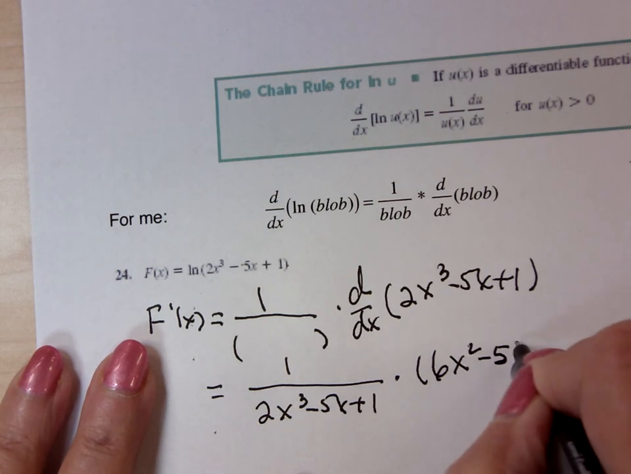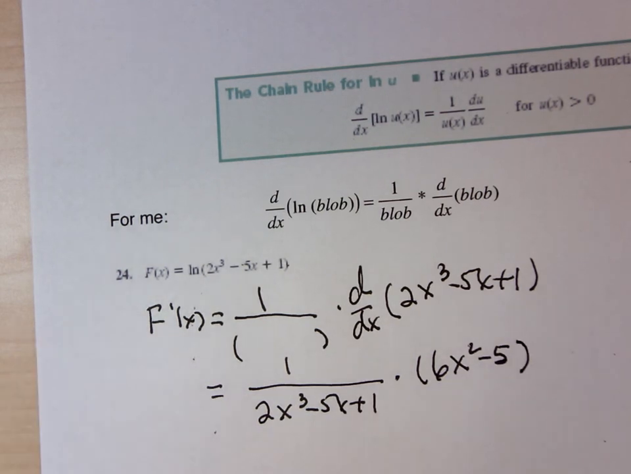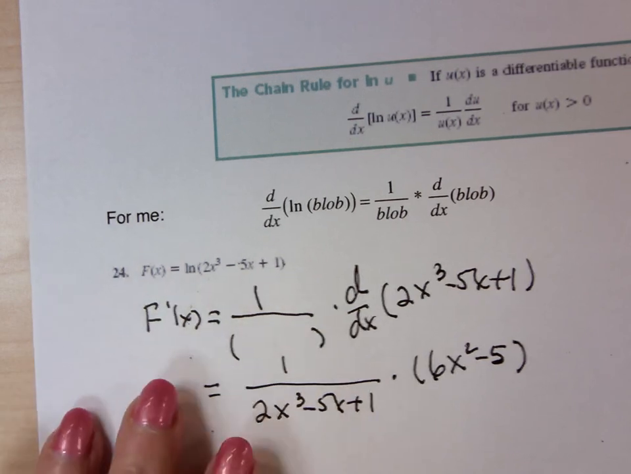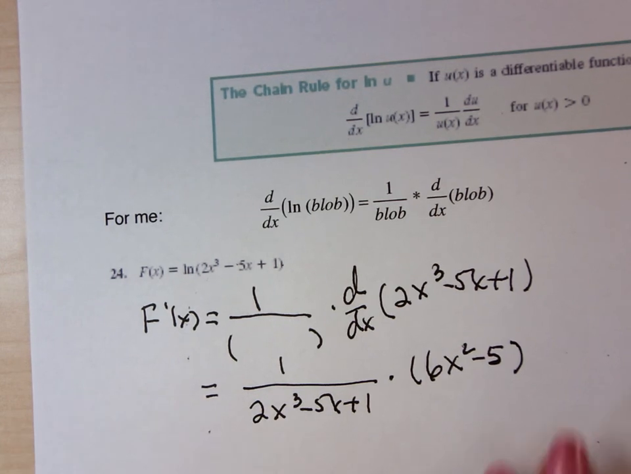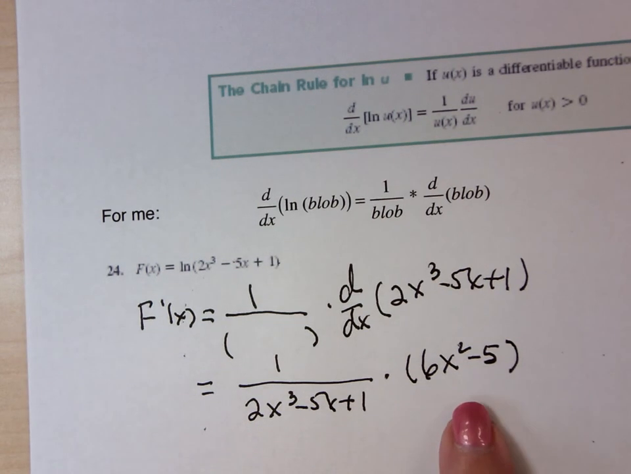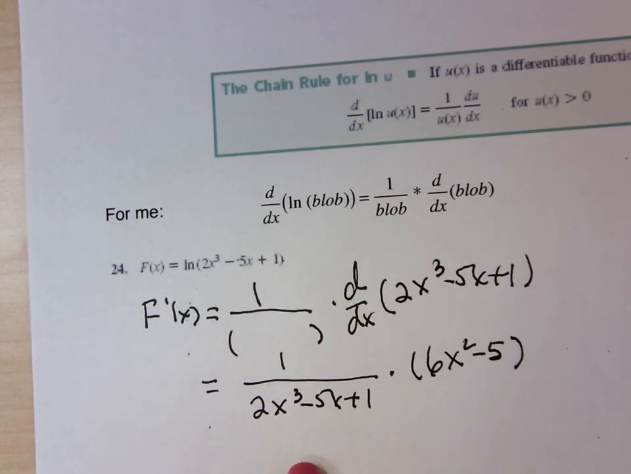You didn't say simplify. You just have to take the derivative of the blob. That's not what it says. So whatever the blob times derivative of the blob. Good news is, if I set it equal to 0, the only thing that can be 0 is the numerator, right? That's my critical numbers there. I don't know about the denominator.